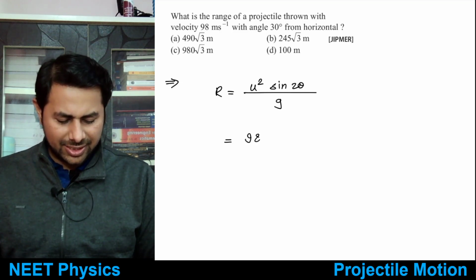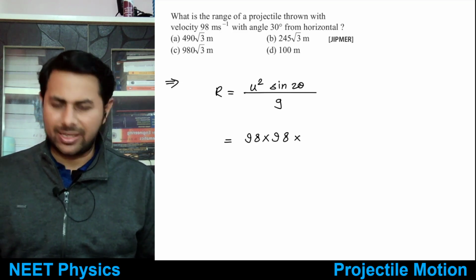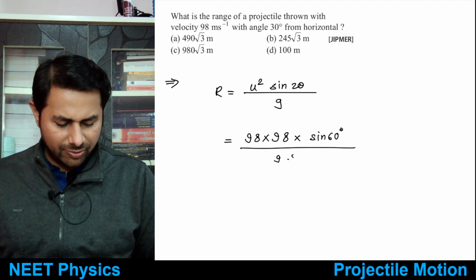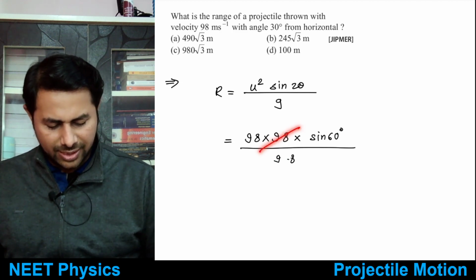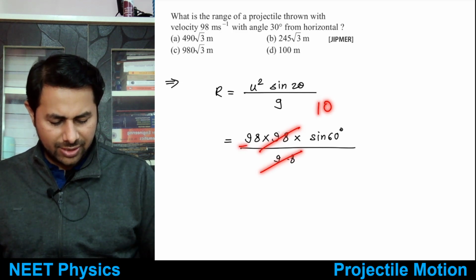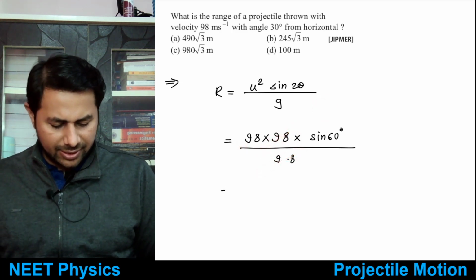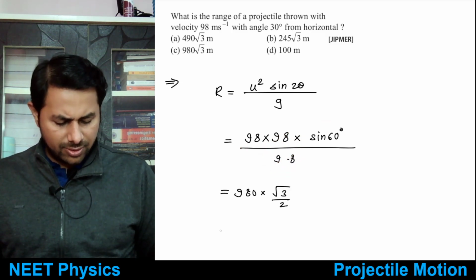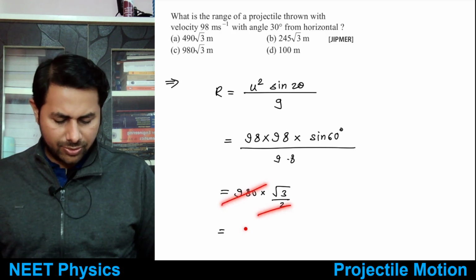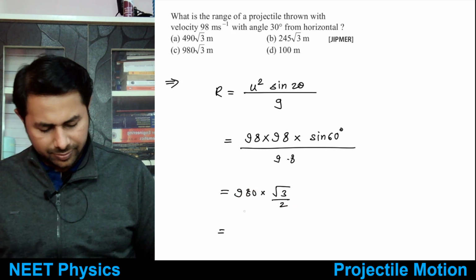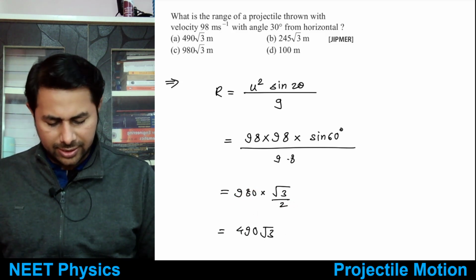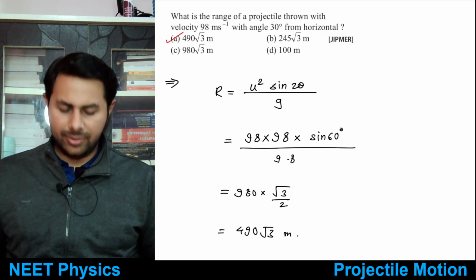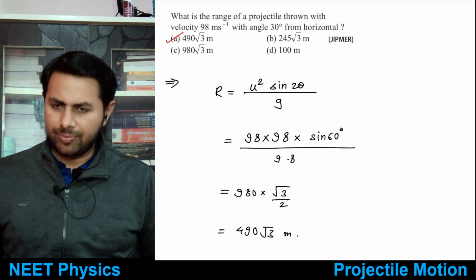So u square is 98 square, so let's take 98 times 98. Sine of 2 theta means sine of 60 degrees, and you have g, so here we'll definitely take 9.8. 98 divided by 9.8 is 10, so that is 980. 980 times sine 60, which is root 3 by 2. So 980 by 2 is 490, giving 490 root 3. So this is the answer. That's very simple. Most of the questions will be simple.